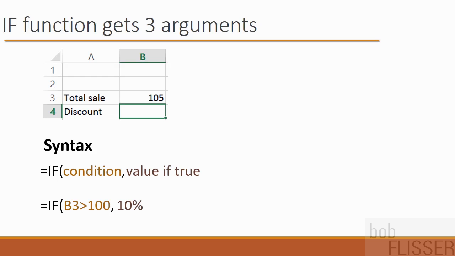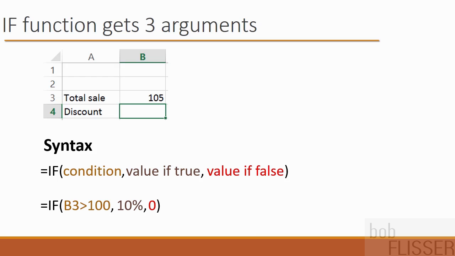And if you want to write it as 0.1 or 0.10 instead of 10 and a percent sign, that's perfectly fine. And after you have that value if true, you type in another comma because we want to put in the third argument. And the third argument is what do we want to display if the condition is false? Now, in this example, if it's false that B3 is greater than 100, we don't want to discount, so the value is going to be 0.